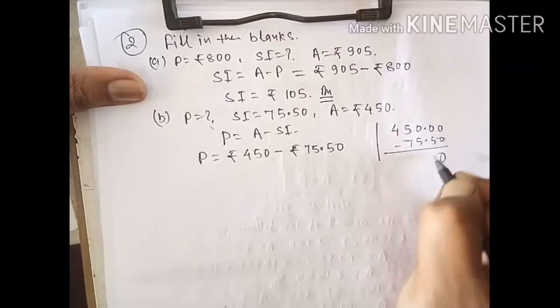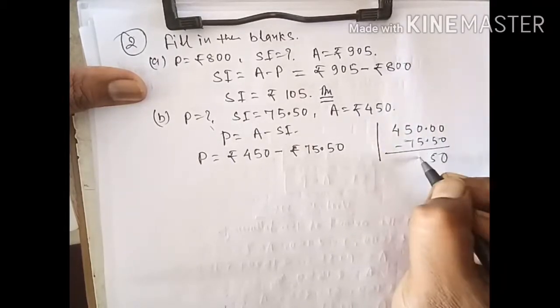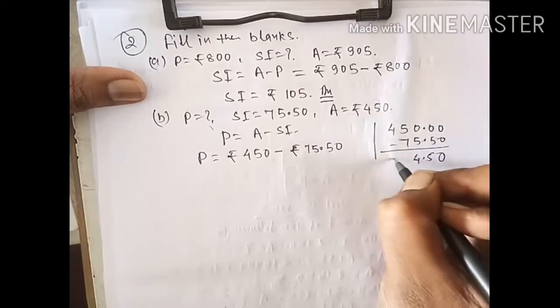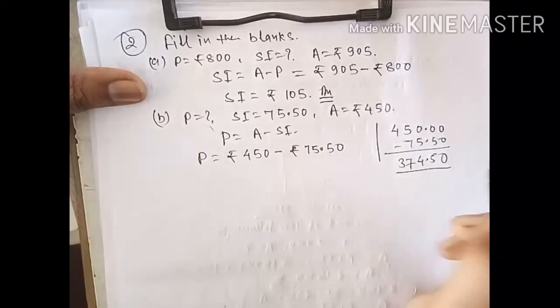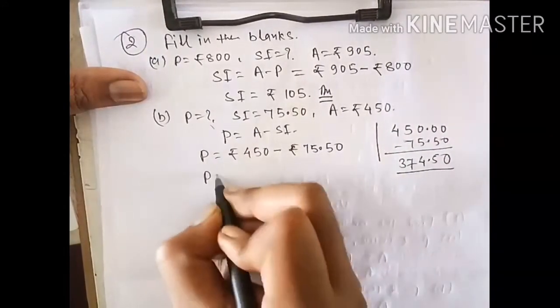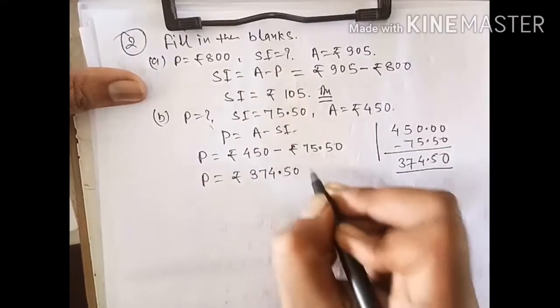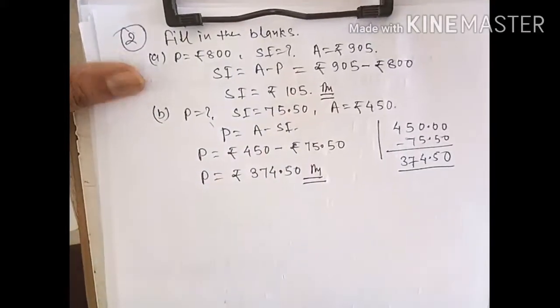After subtracting you get 10 में से 5 गया 5, 9 में से 5 गया 4 and 44 में से 7 गया, तो क्या मिला? After subtracting you get rupees 374.50. This is the principal and this is the answer.